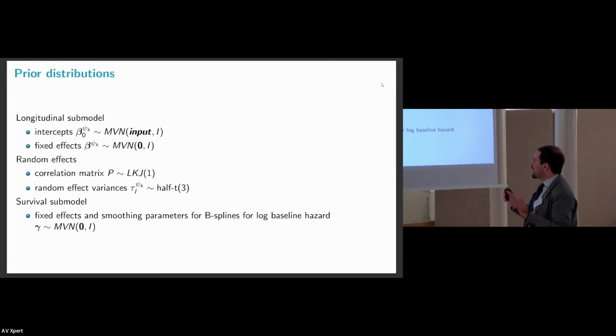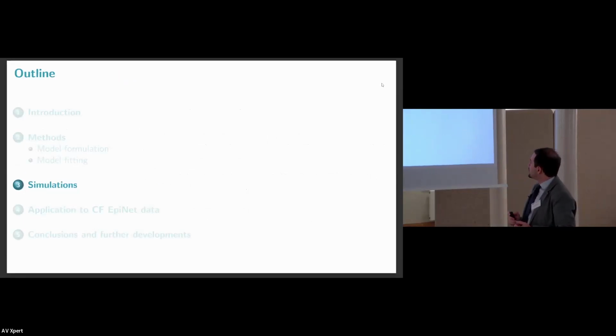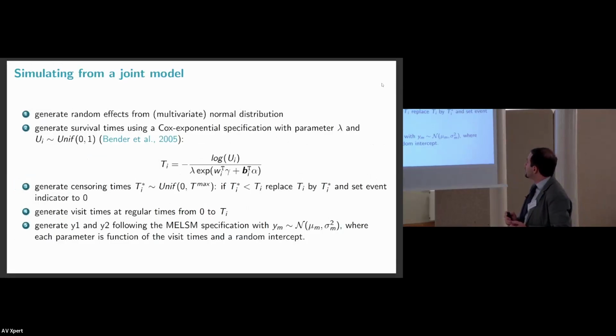Prior distributions here, again, I'm not inventing anything. I'm just using standard prior distributions here, so I'm going to skip over that. I'm just going to show what you can do with this kind of data. So I tried to simulate from this joint model where I have some association with this variability.